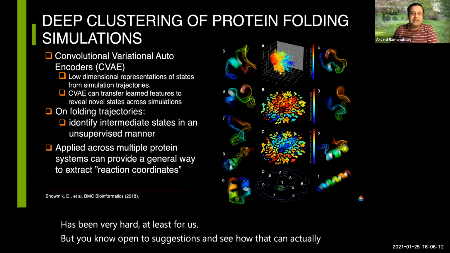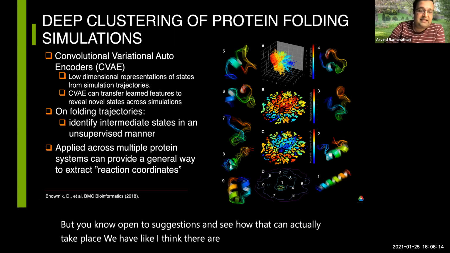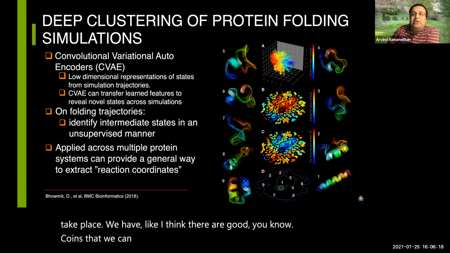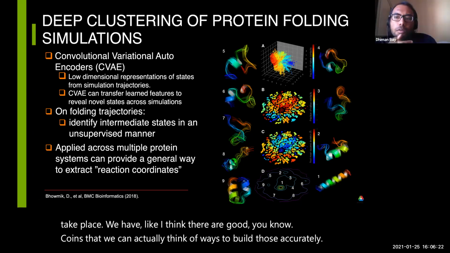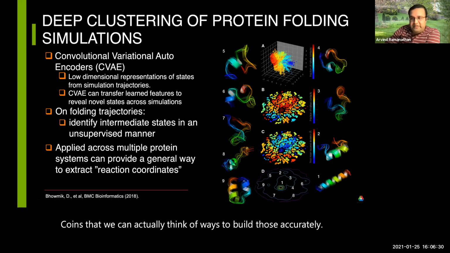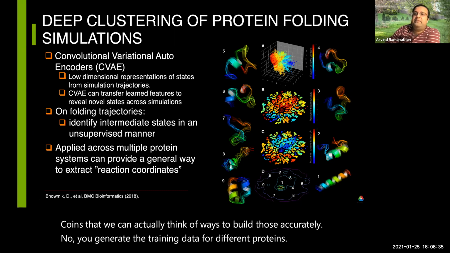We have, I think, good points where we can actually think of ways to build those accurately. So currently your method is only, we have to train separately for different proteins, right? No, you generate the training data for different proteins.